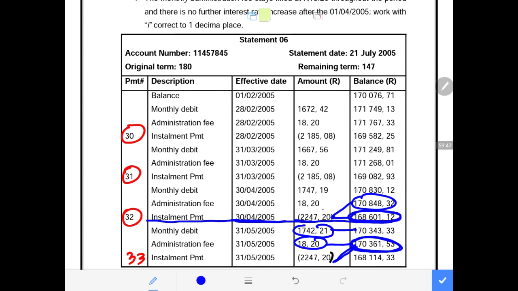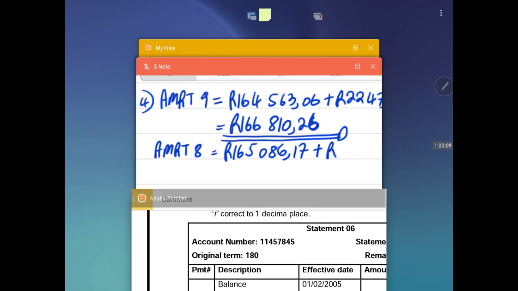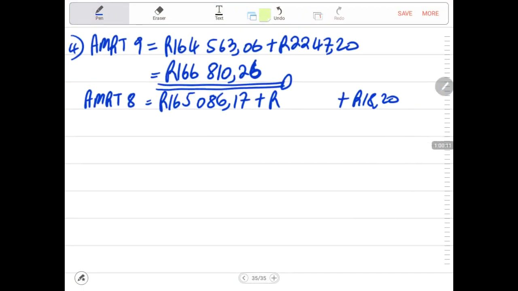So that means the balance of the previous month, meaning this balance after the payment of March was made. What did we do with this balance? We added interest, we added the admin fee. It gave us the balance before the payment of the next month was made. So now we need to add interest, and after that we add the administration fee. Let us see how much our interest amount will be.